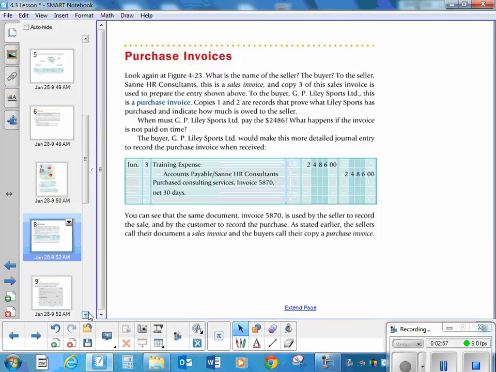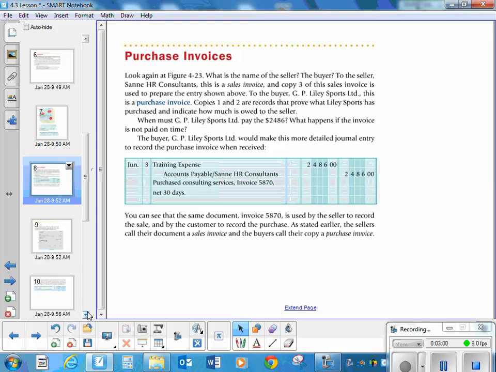Okay, purchase invoice is when you, the business owner now, are going to go purchase something on account. So your transaction would look something like this. You're buying, it's a training expense. It's an accounts payable to Sane HR Consultants. It tells what you purchased, and it has the invoice number as well.